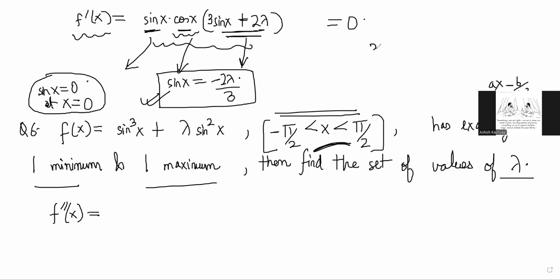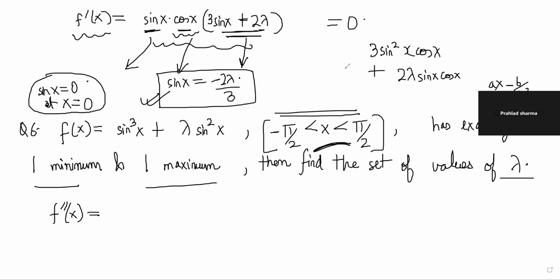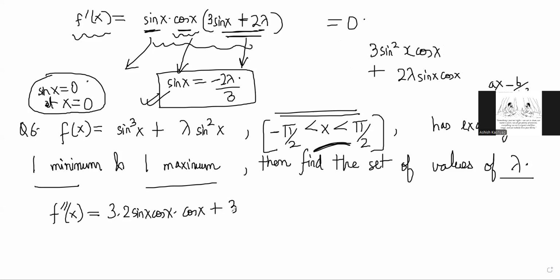The function here was 3 sine square x cos x plus 2 lambda sin x cos x, right? This was my function, right? Yes sir. We can take one more derivative. 3 times sin square x will become 2 sin x cos x multiplied by cos x, plus 3 times sin square x multiplied by minus sin x, plus lambda times sine 2x, so the derivative of sine 2x will be 2 cos 2x. This is my double derivative, right?